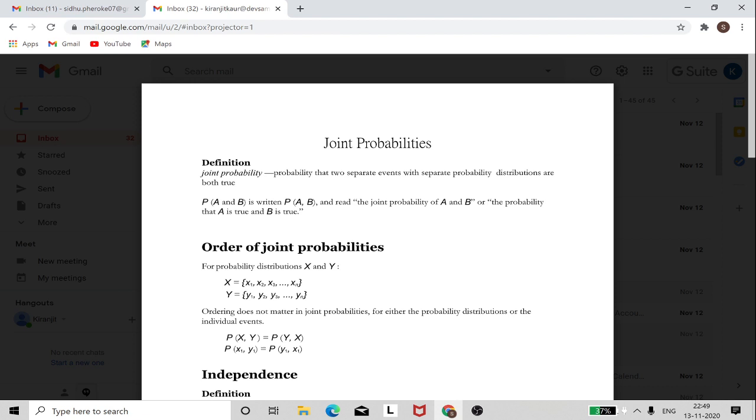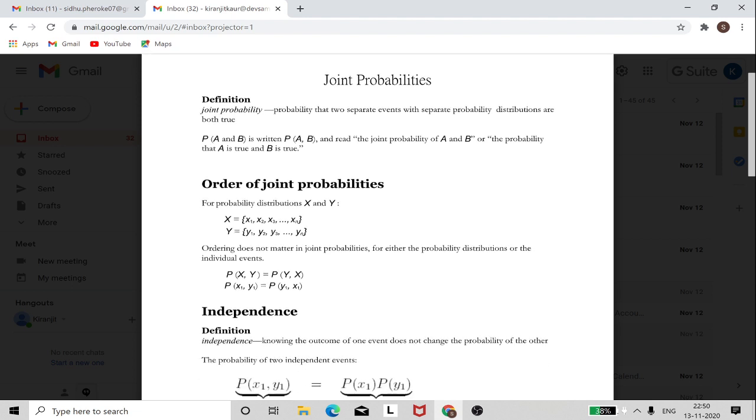An important point to remember here is that order does not matter. For probability distributions x and y, where x is equal to x1, x2 up to xn and y is equal to y1, y2, y3 up to yn, ordering does not matter in joint probabilities. For either the probability distributions or the individual events, probability of xy is equal to probability of yx, and probability of x1 y1 is equal to probability of y1 x1. That is one and the same thing.